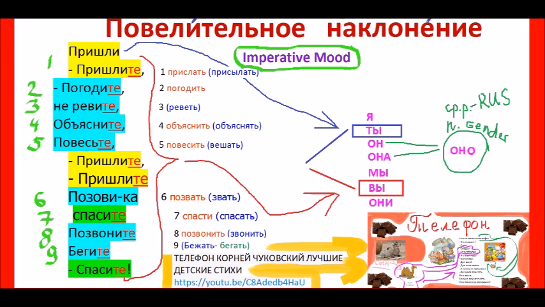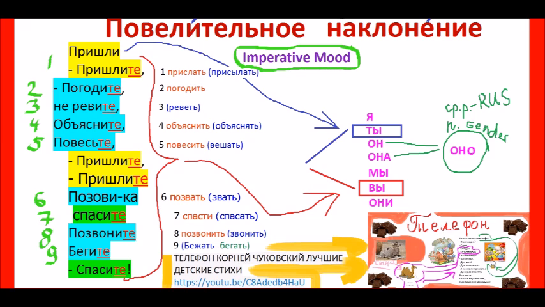Пришли, пришлите. Send something over. Погоди, погодите. Imperative mood, informal and formal. Wait. Не реви, не ревите. Do not cry in plural. Объясни, объясните. Explain, informal, explain, formal. Повесь, повесьте. Hang up, informal, and formal is longer one, formal. Пришли, пришлите. The same repetition, send over. Позови, позовите, if you want it, okay?